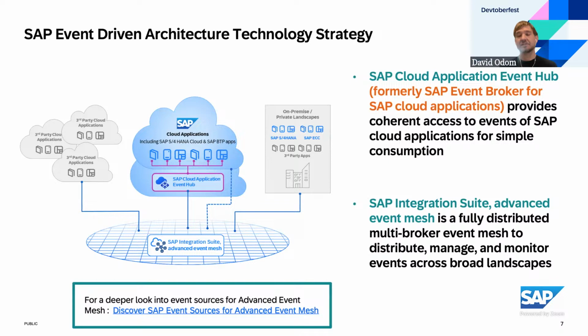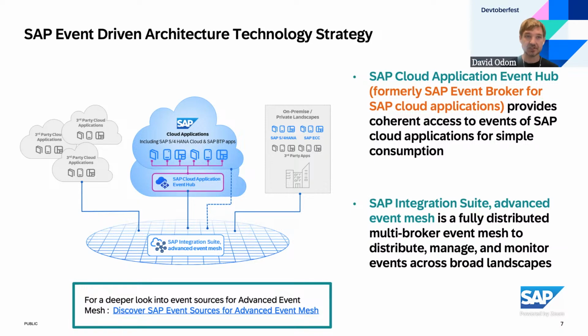So from there, now we have kind of the high level covered. Let's talk about SAP specifics. So here's a diagram showing some of the key pillars of SAP's event-driven architecture technology strategy. We'll start here with the SAP Cloud in the middle. So this SAP Cloud Applications is including S/4HANA Cloud, public and private, lots of other SAP Cloud applications, and SAP BTP applications. So those can be built and deployed by customers, by partners, or by SAP itself.